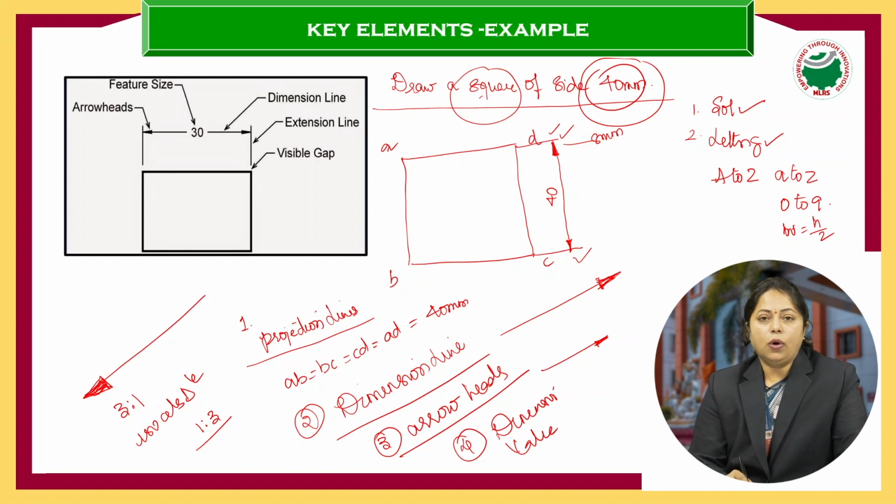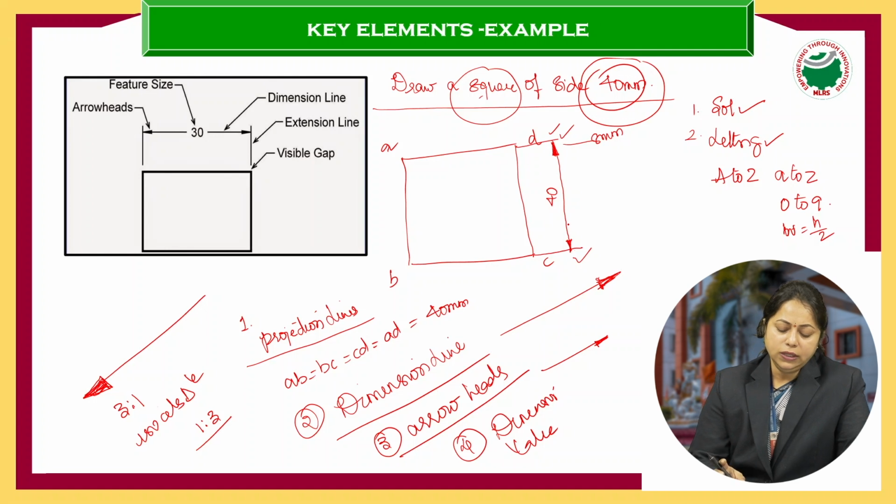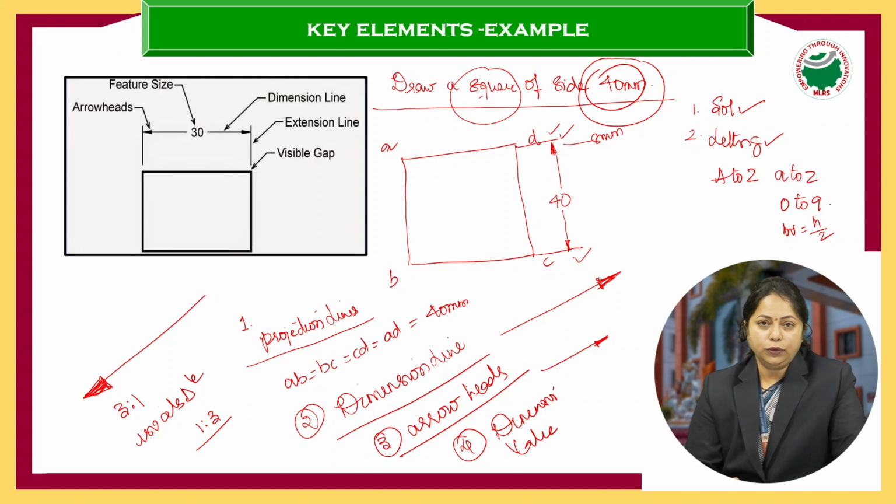The dimension value always has to be written on the top of the dimension line, leaving a gap of 2 mm. Or else there is another way of notation. You can draw a line, leaving some space in the center of the dimension line, then arrowheads pointing outward. Then vertically you can write the value which is 40. So this is the other style of drawing. One is the aligned system, the other one is unidirectional. Any of the techniques can be followed in doing dimensioning.